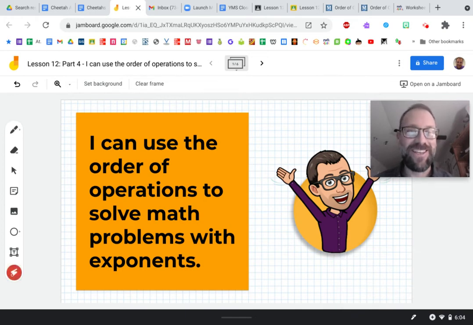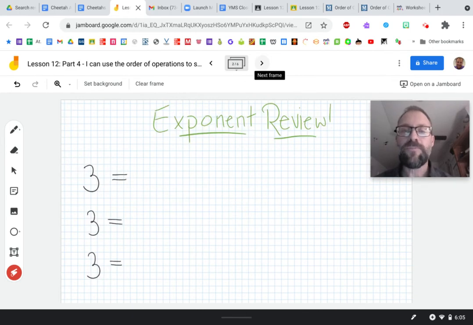Today's learning target is I can use the order of operations to solve math problems with exponents. Our focus today will be on exponents and where they fit in the order of operations. So before we start, let's review exponents, okay? Or maybe even relearn. An exponent is a shortcut for repeated multiplication.